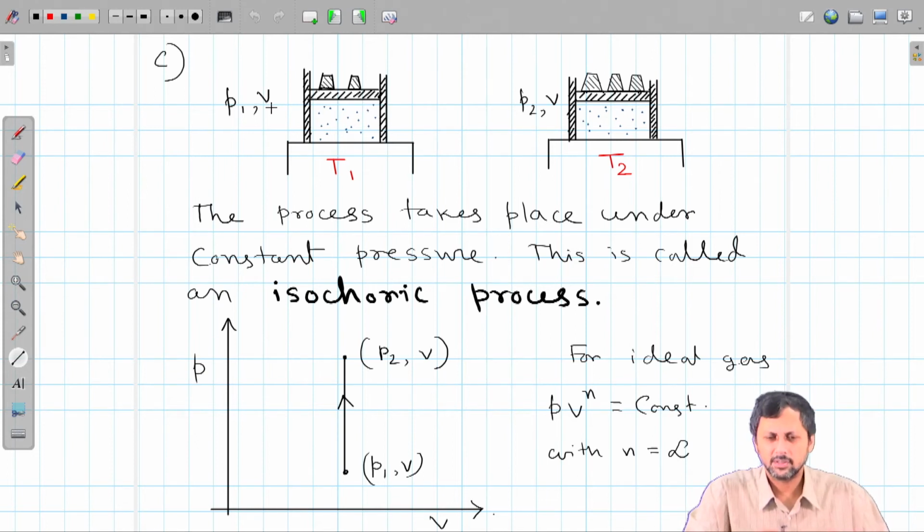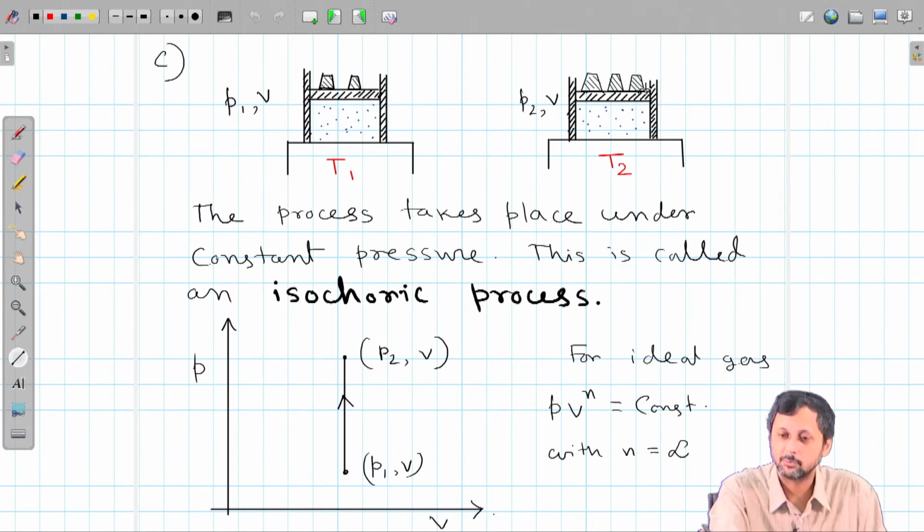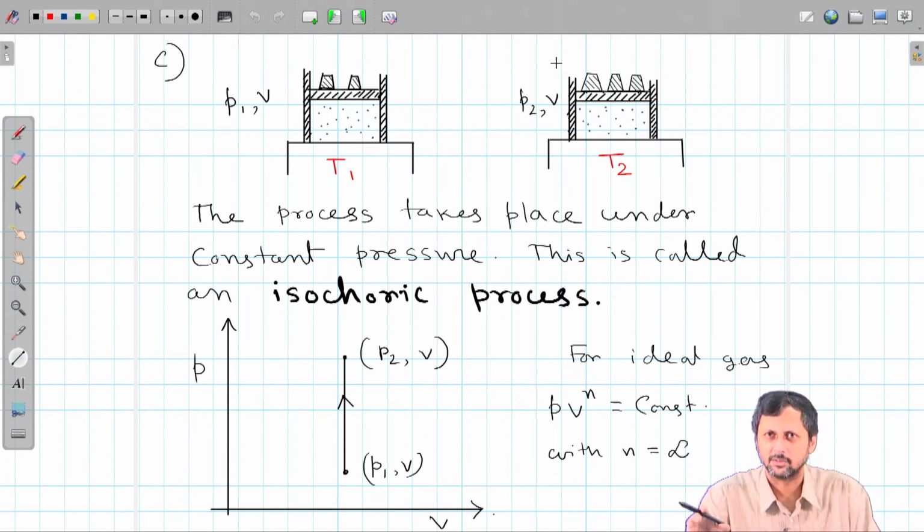Now what do we do? We just move it to another heat bath. We do not allow the volume to change, volume remains at V. But now, if T2 is greater than T1, what happens? Pressure increases. So we need to put some more weight. Instead of 2, maybe we need to have some third weight in place, so that the piston does not move. So this process in which the volume does not change is called an isochoric process.